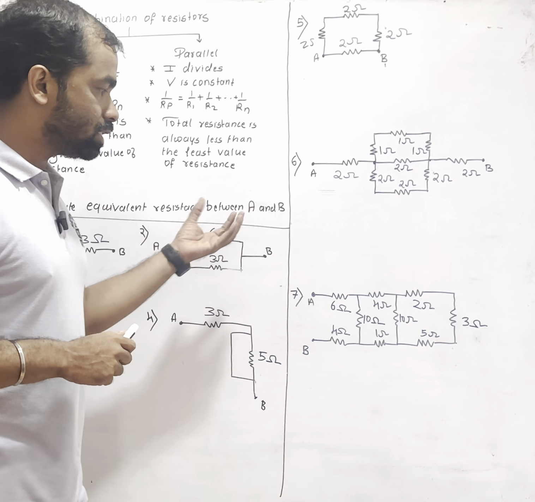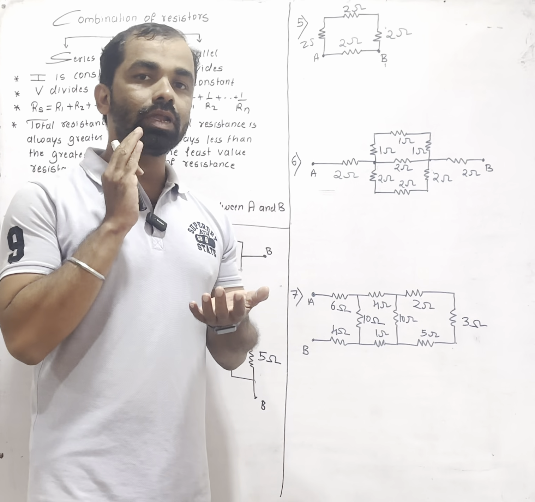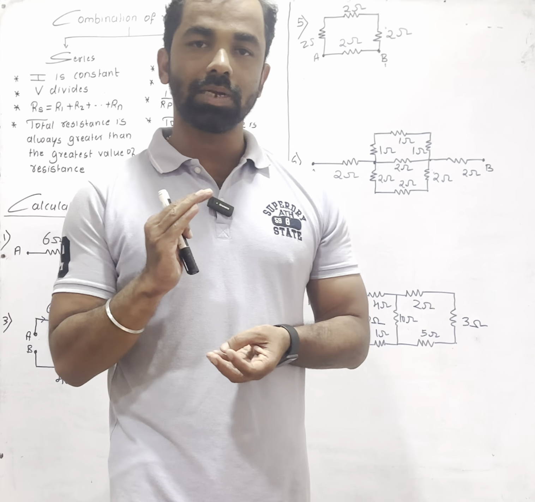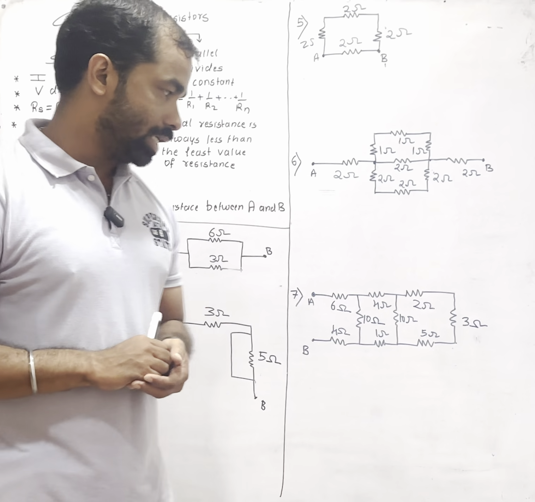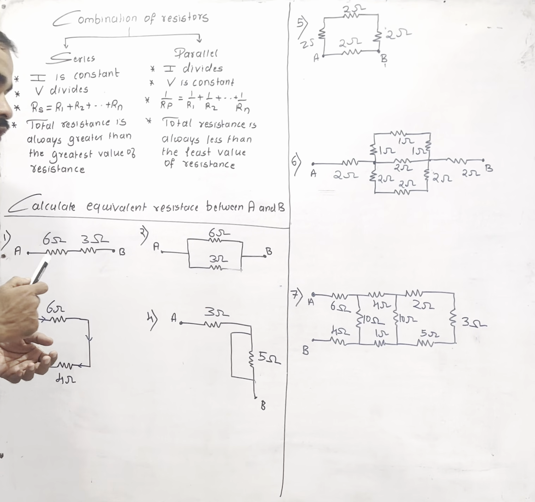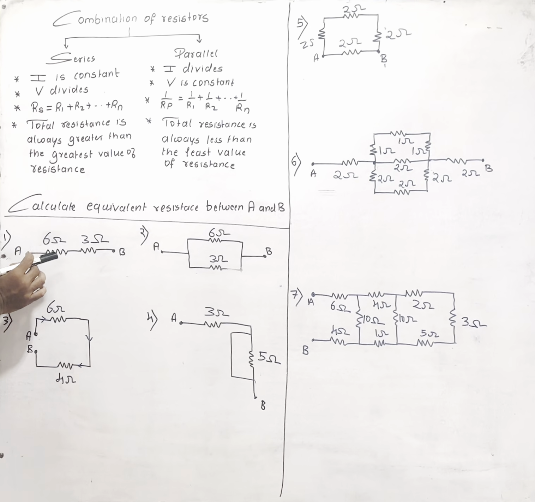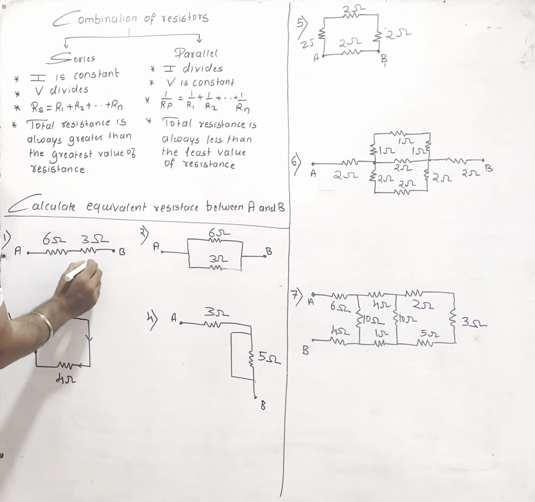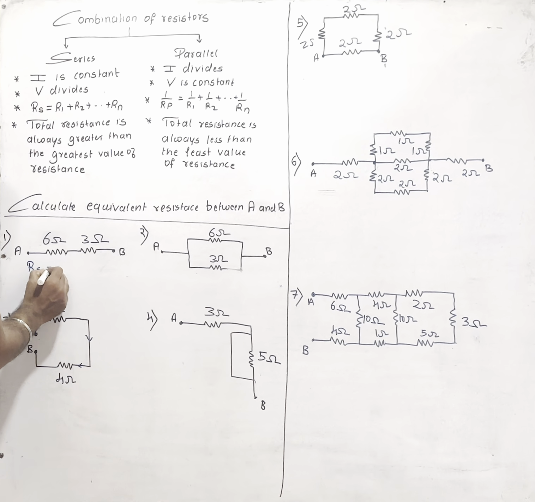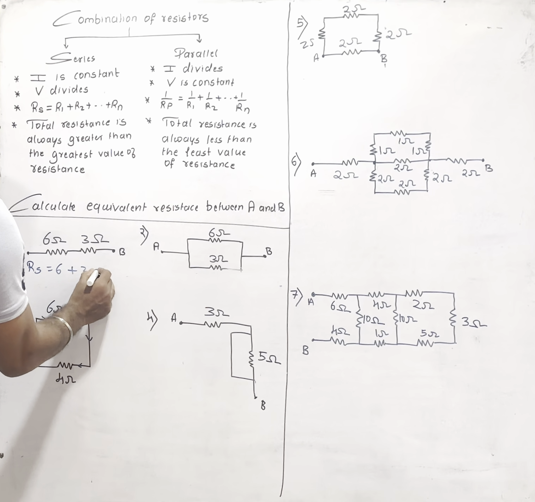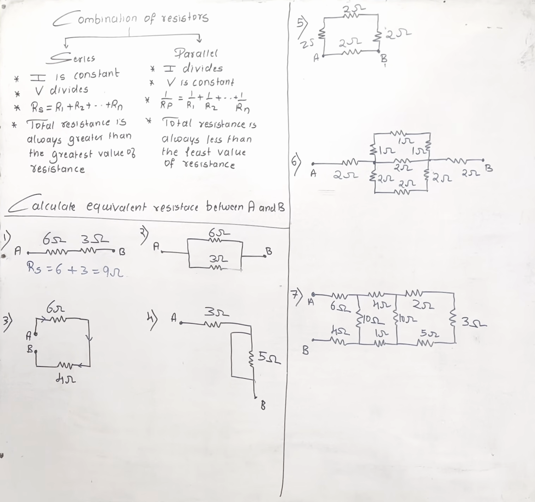So let us see some numericals. There are 7 numericals which I will do, and I hope these 7 numericals will clear all your concepts of series and parallel combination. Let us start with the simplest one. See here, I have to find the resistance between A and B, and here there is no other path, so directly we can say they are in series.